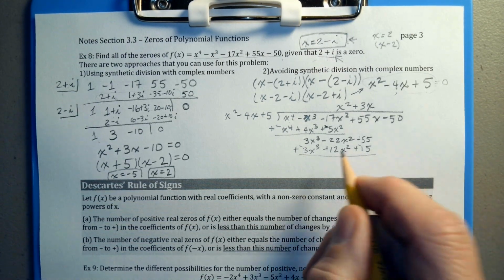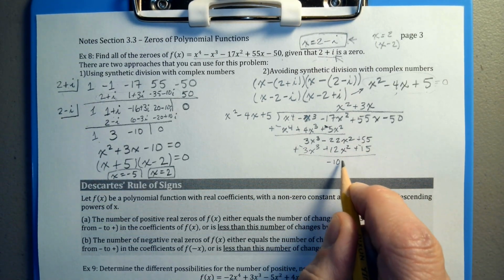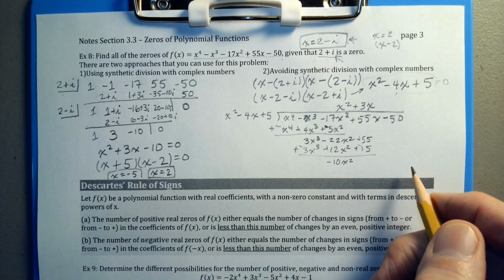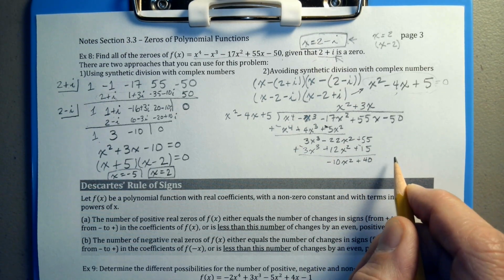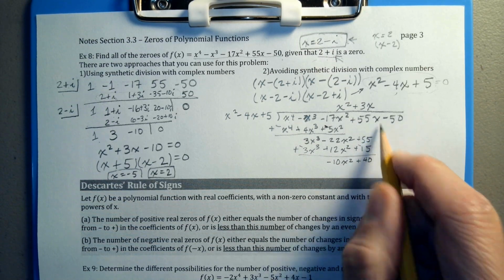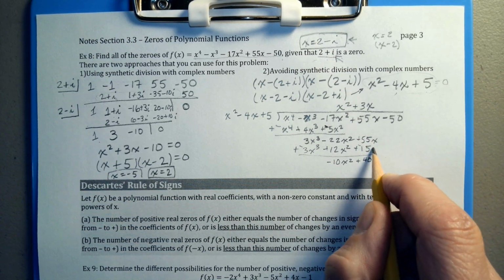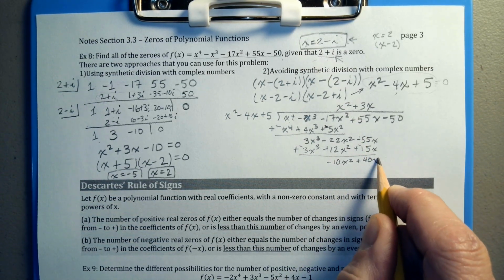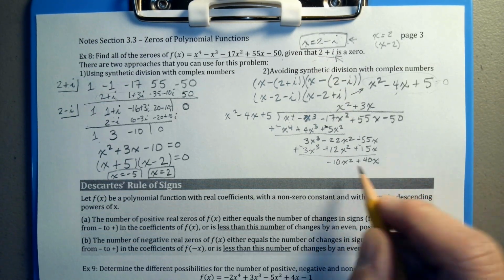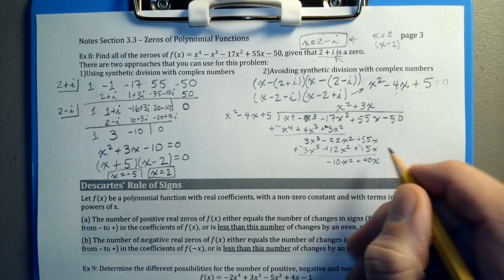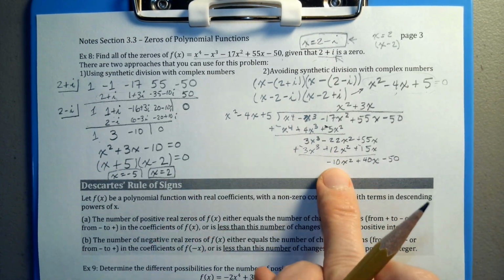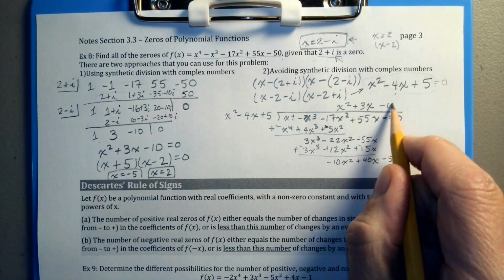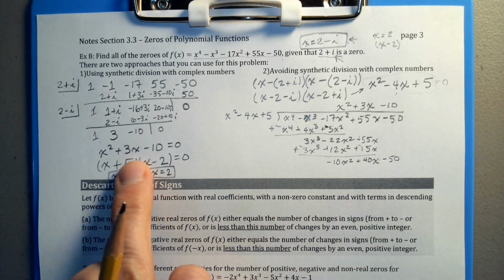All right, and so that gives me negative 10x squared, gives me plus 40x. Sorry, I lost my x's there, those should be x's. And 40x. And then we bring down the next term. All right, what times x gives me negative 10x squared? That's negative 10.